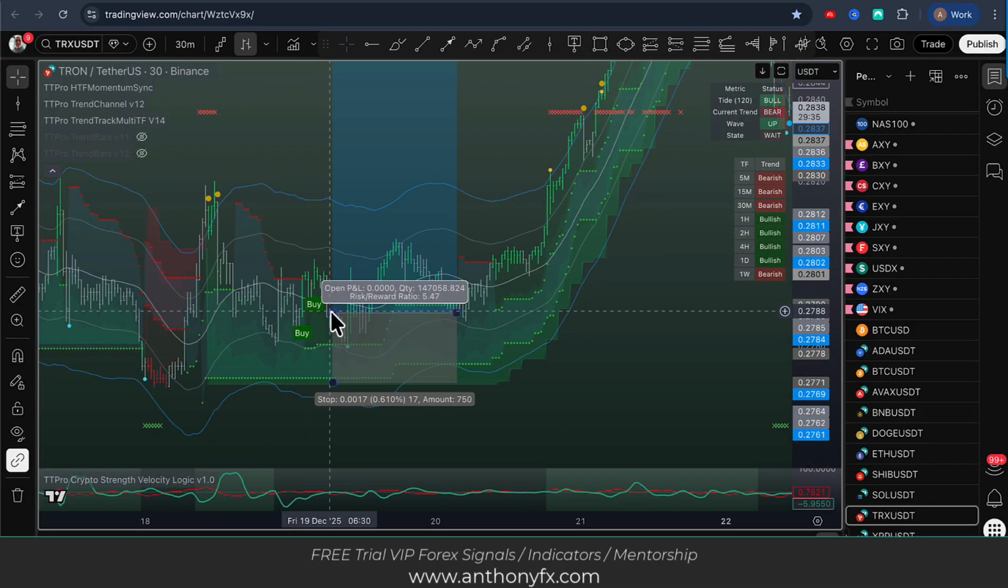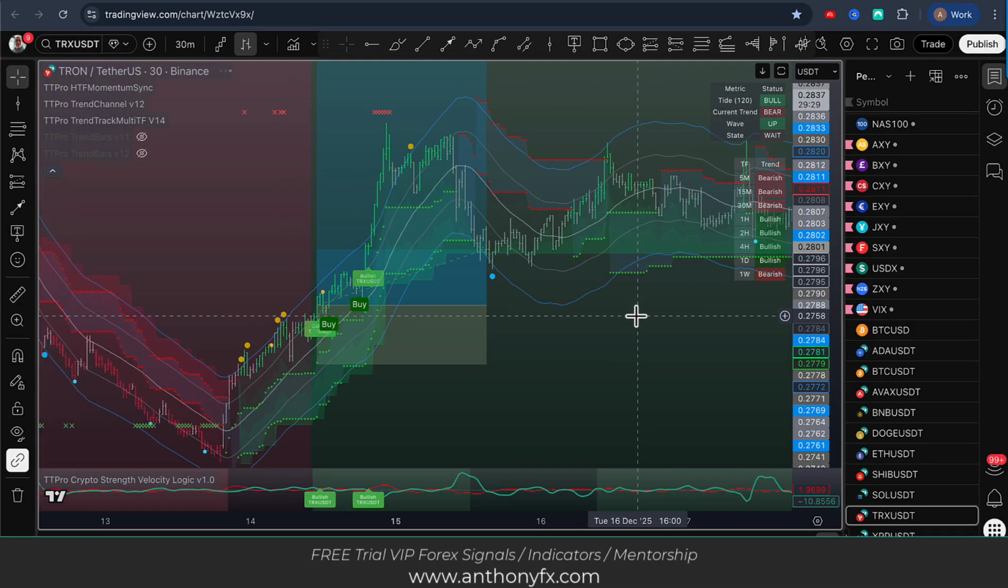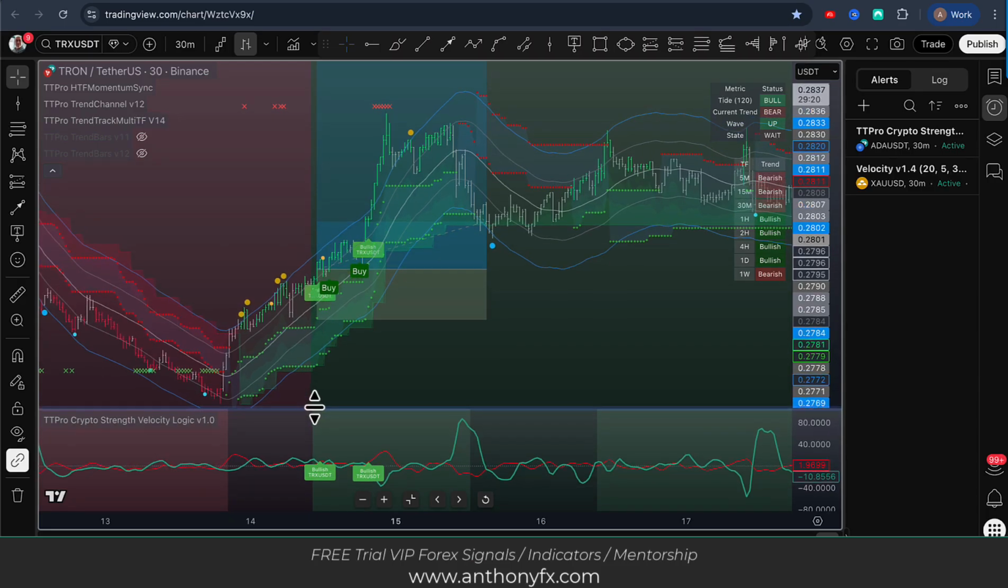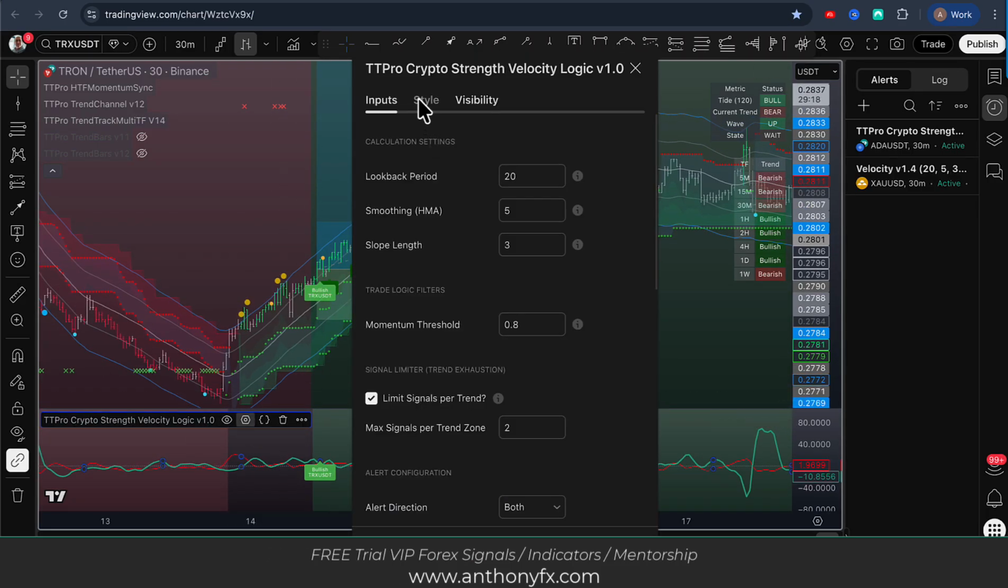Okay, green signals in the green zone. These signals can go off over here in the alerts. I've only just released this one today. This is the crypto strength velocity logic. Show it to you quickly.